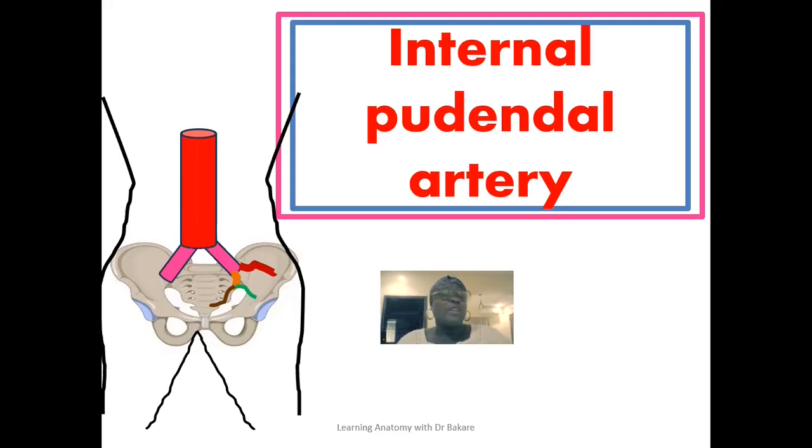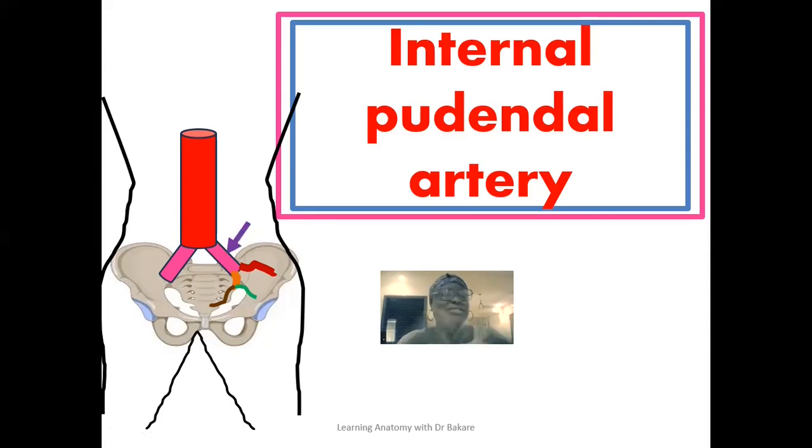In this lecture, I'll be looking at the internal pudendal artery. Let's try and use this image by the side to illustrate how the internal pudendal artery emerges. This structure that is highlighted here in red is the abdominal aorta. And we know that at the inferior end of the abdominal aorta, it finally bifurcates into the common iliac arteries. So we have the common iliac artery here, carried in purple.